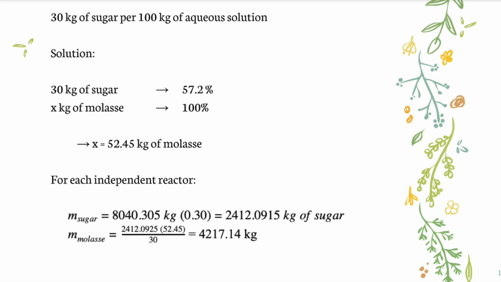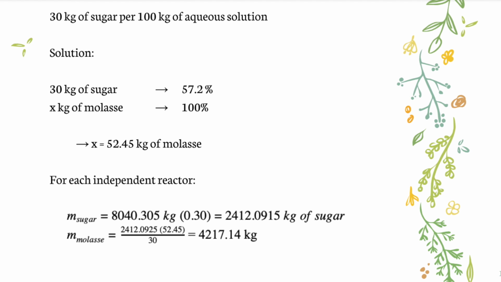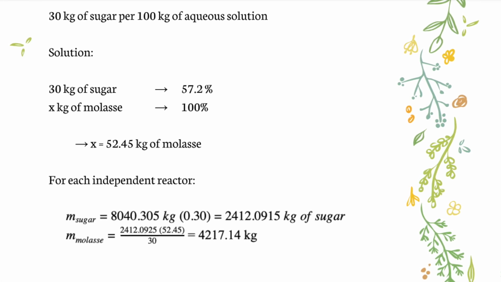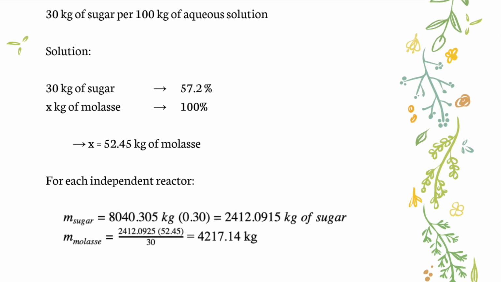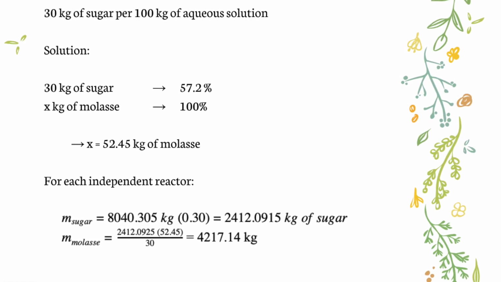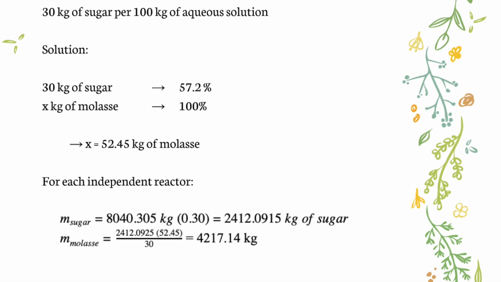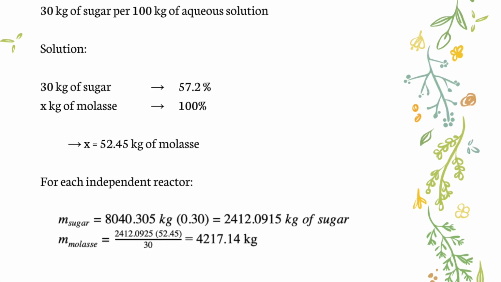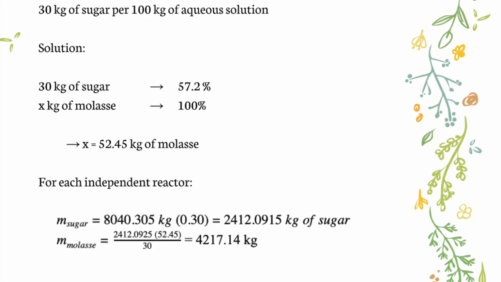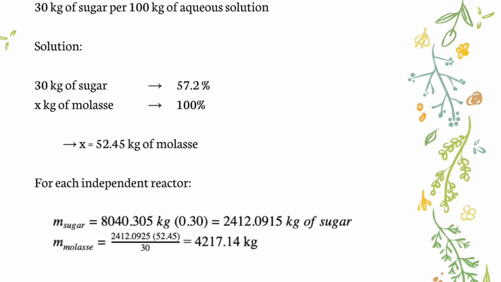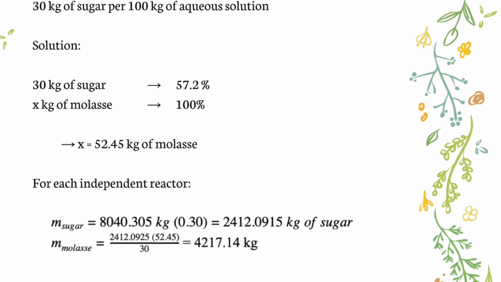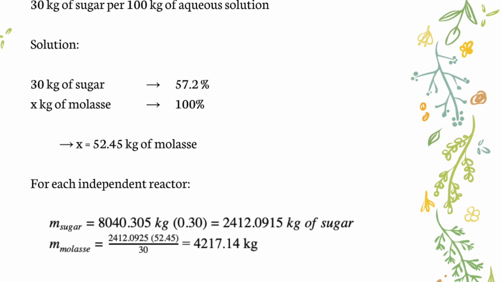Considering that the concentration for our substrate is based on the pure component, our raw material is a solution. We will need to determine the total mass of molasses using the mass relation. Here we have that the 30 kilograms of sugar are the 57.2%, and we want to obtain the 100%. Then we obtain that the 100% is 52.45 kilograms of molasses.